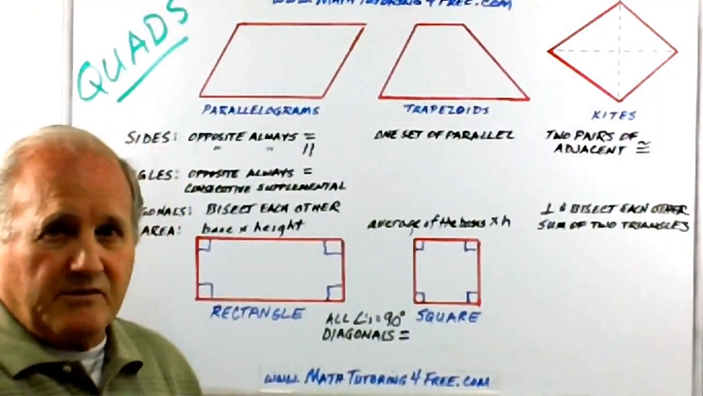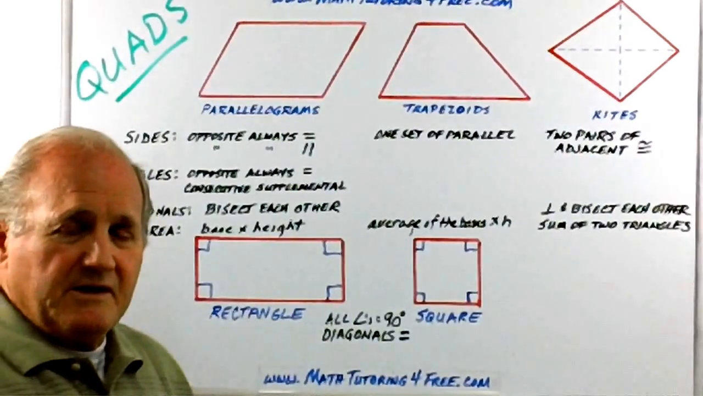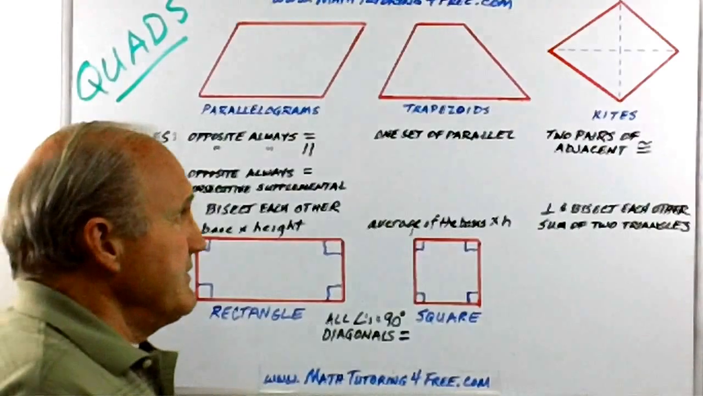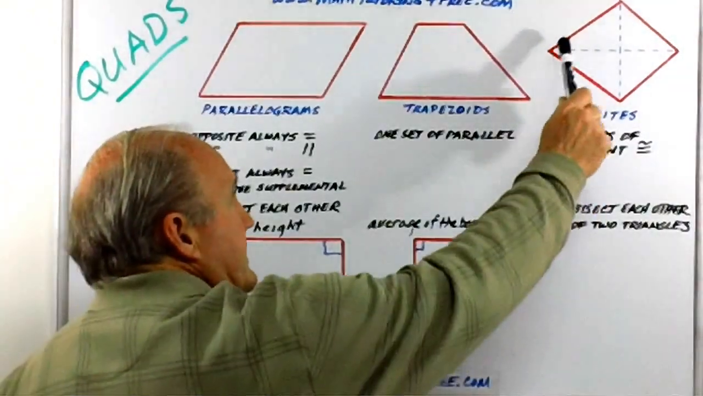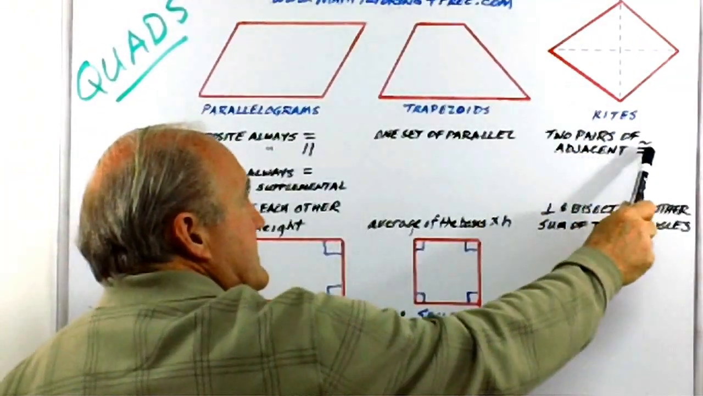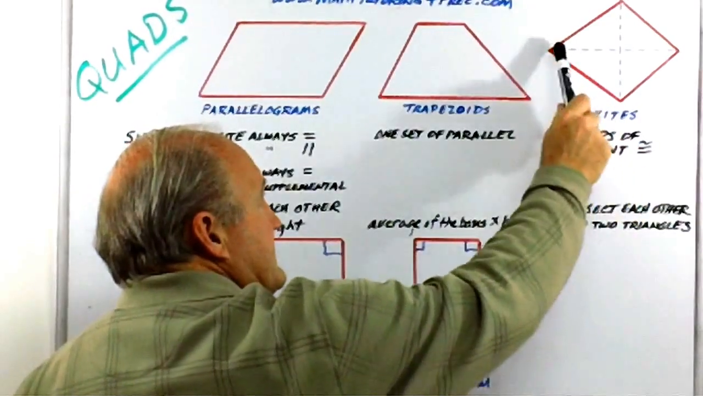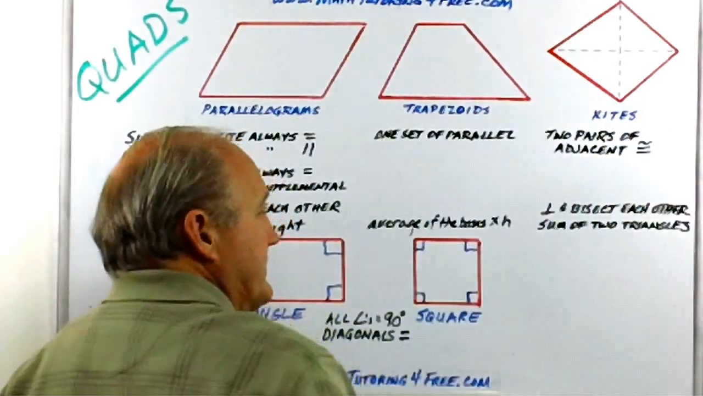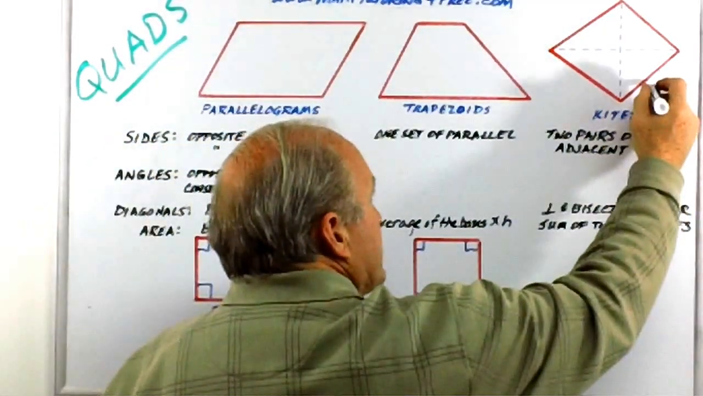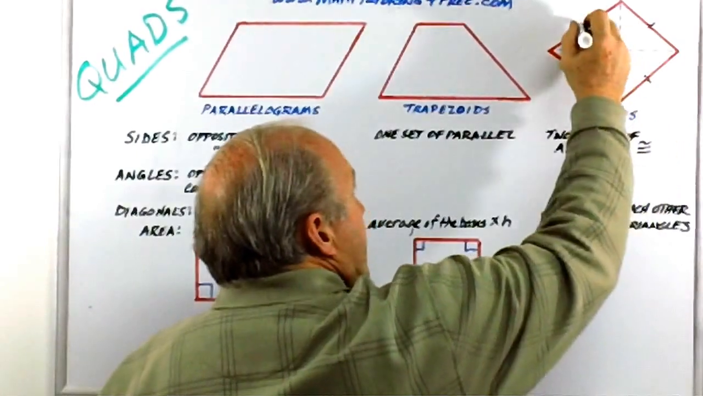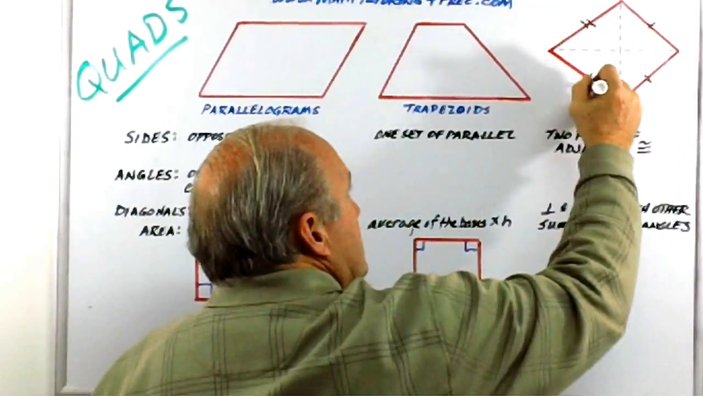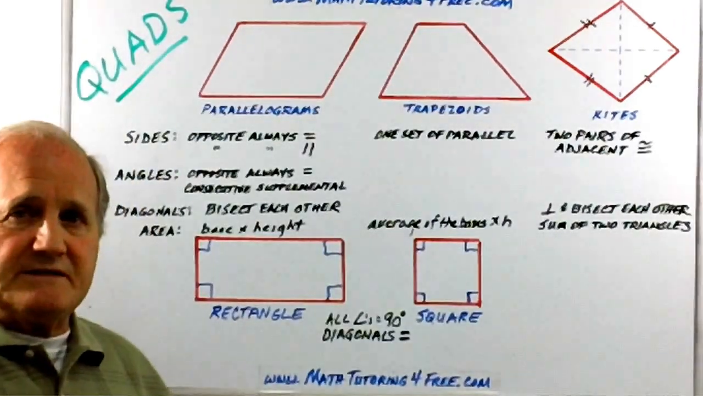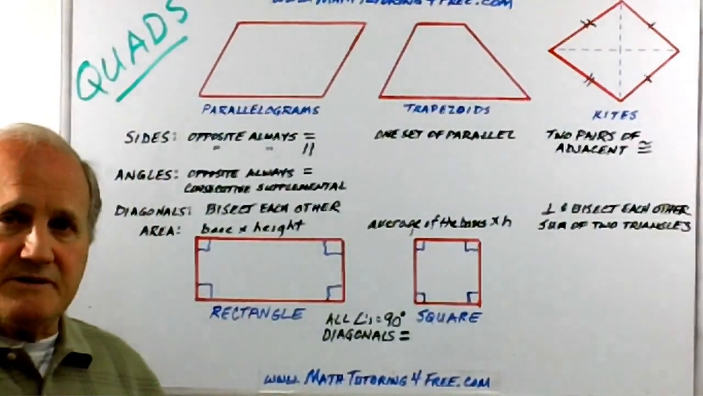And it's a good name for it. They look very much like the early kites. Now kites are a lot fancier than that, but the unique thing about kites is they have two pairs of adjacent angles or sides equal. So this pair is equal and this pair is equal. In fact, let me indicate that. And one thing about kites is their diagonals are perpendicular to each other.